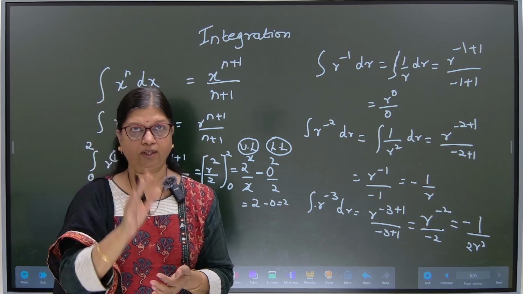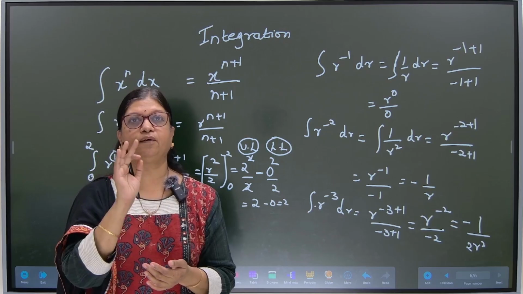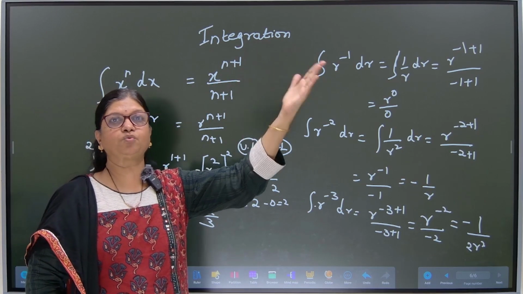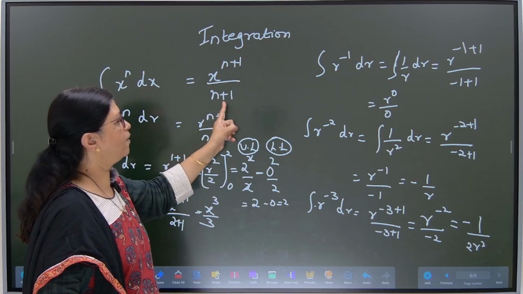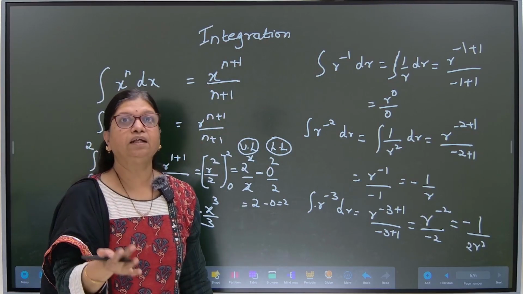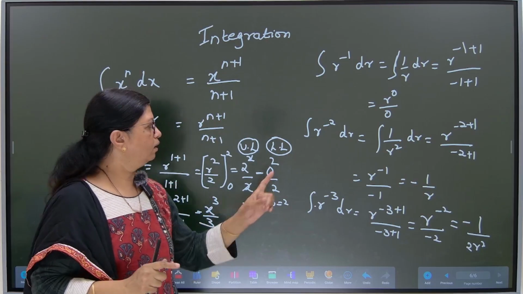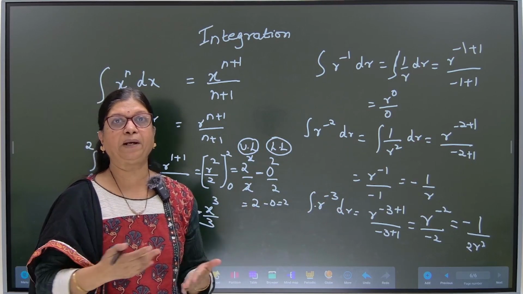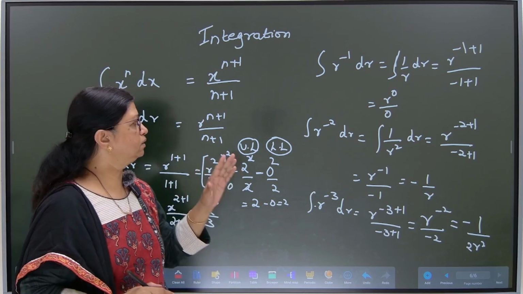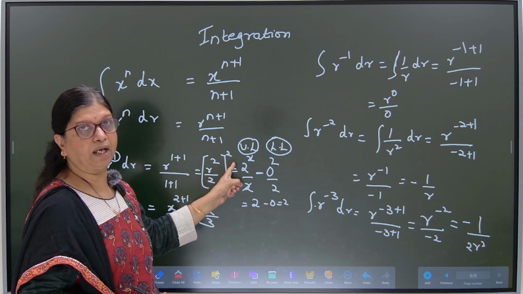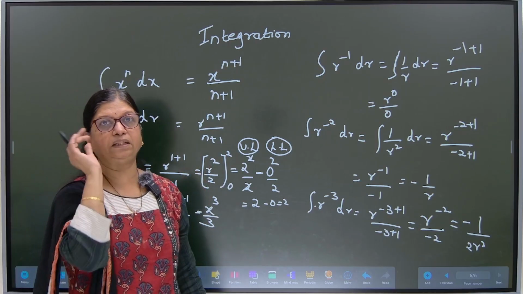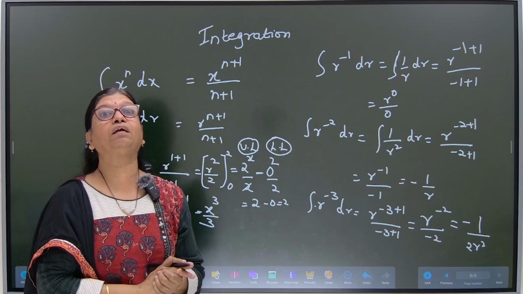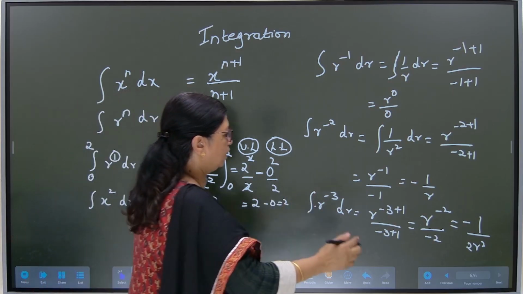Whenever there is an integration, use the formula: variable raised to power plus 1 divided by power plus 1. Then if the limit has to be applied, upper limit minus lower limit. What is the meaning of applying the limit? Just substitute the number in the variable place and solve. We will use it just now so that you will also be very clear with what I am trying to do.